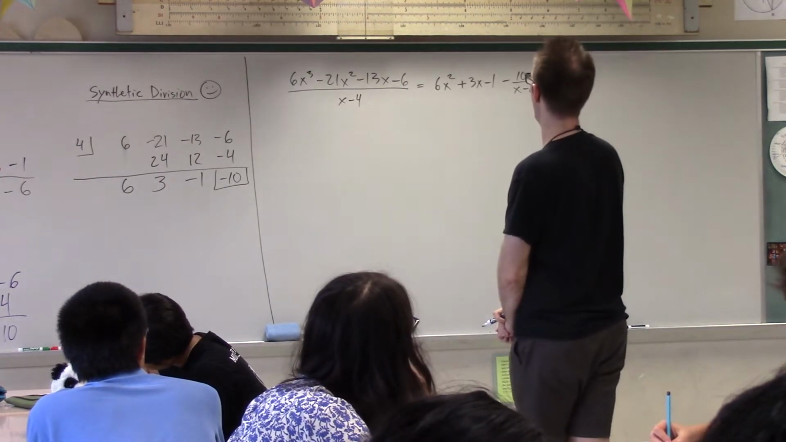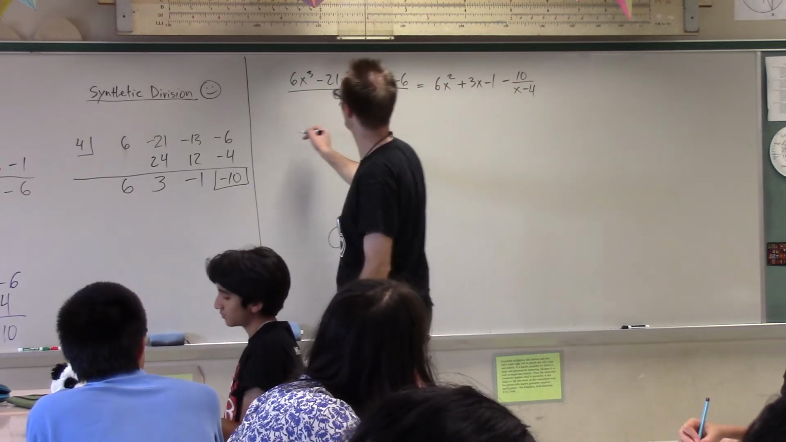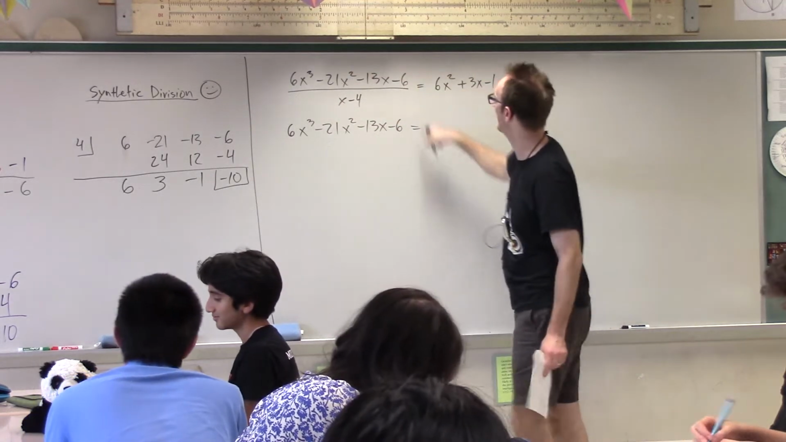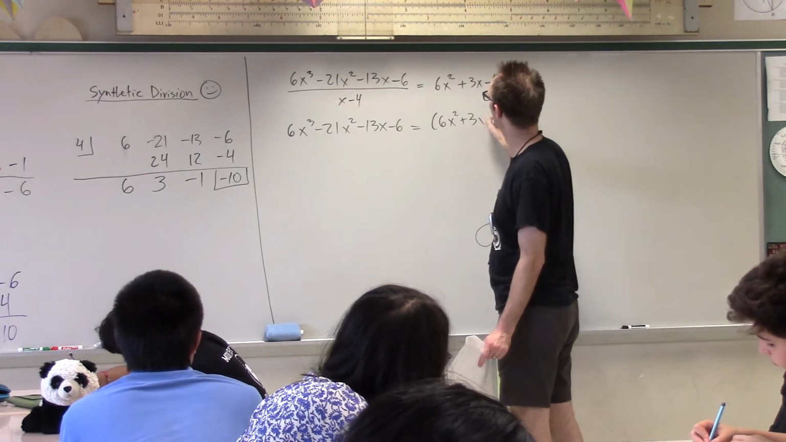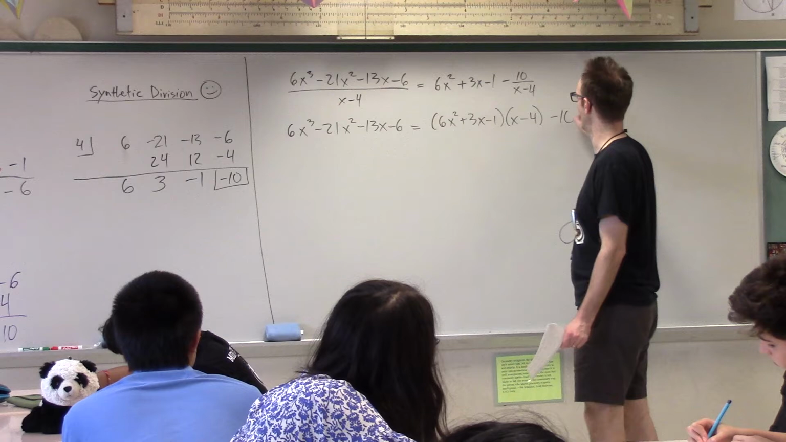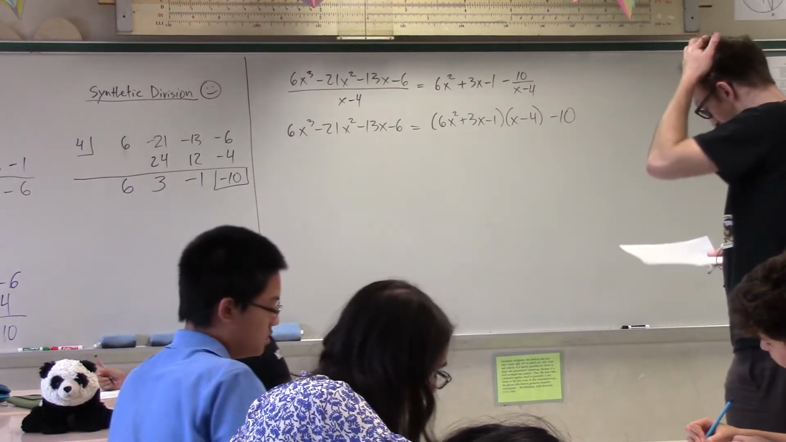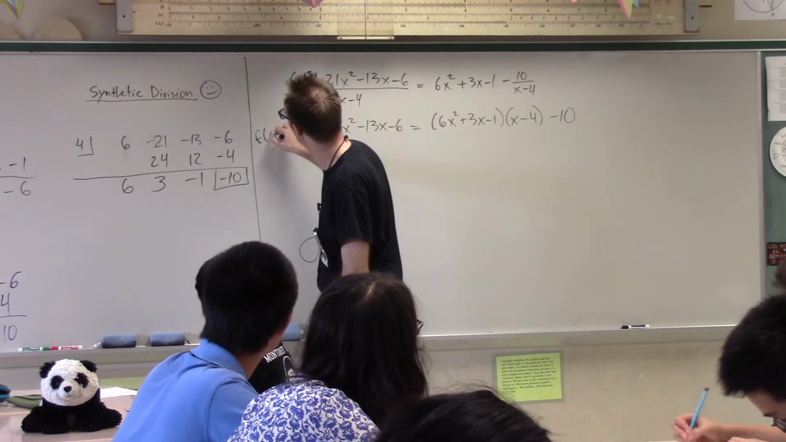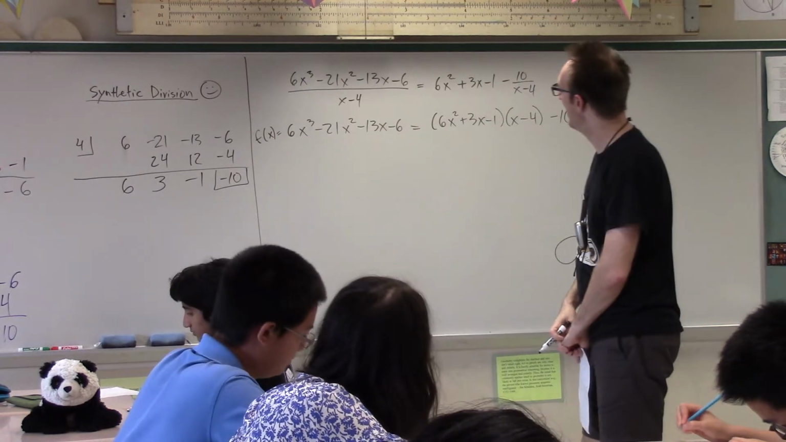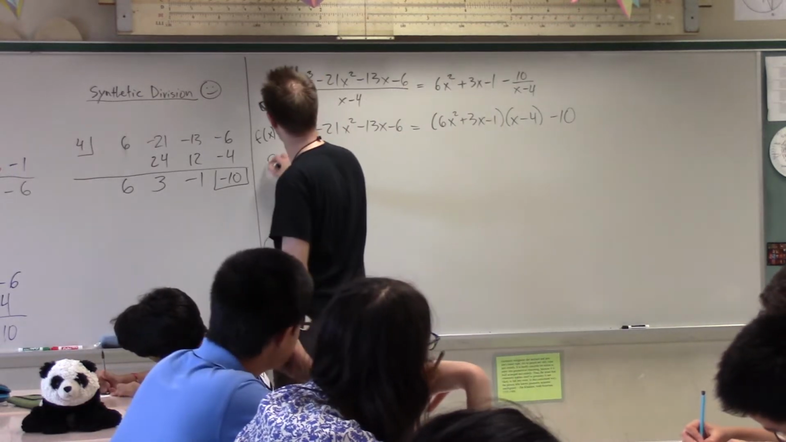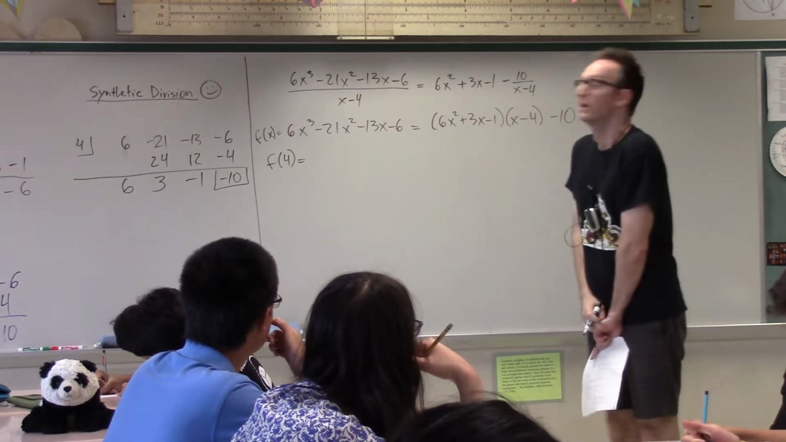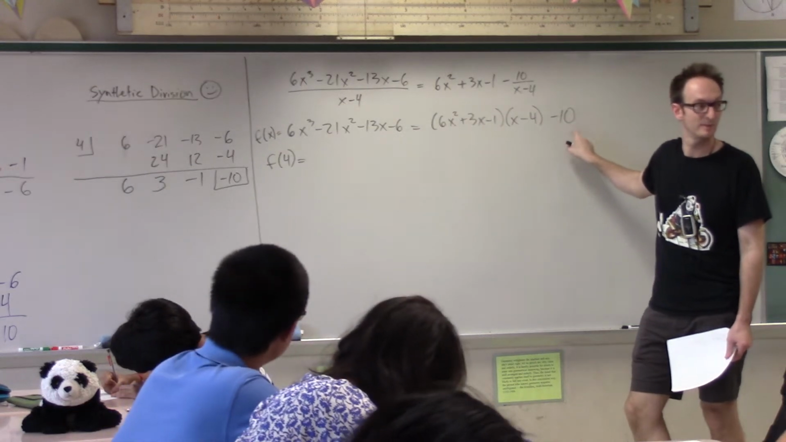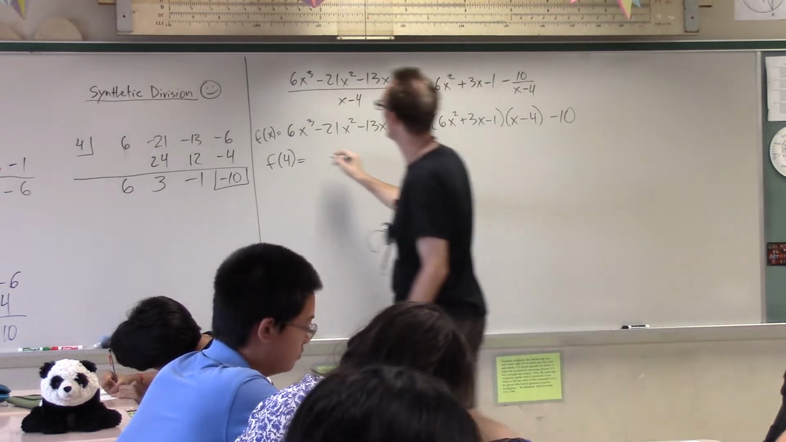And then I would like to encourage us to rewrite this as an equivalent statement: 6x cubed minus 21x squared minus 13x minus 6. That cubic actually just is 6x squared plus 3x minus 1 times x minus 4 minus 10. Okay. So that's kind of what we did, right? Well, now thinking of this original thing as a function, the dividend, let's call it f. There's something I notice if I plug in 4. What is f of 4? Yeah, if you plug in 4, then you just get -10, right? Immediately.